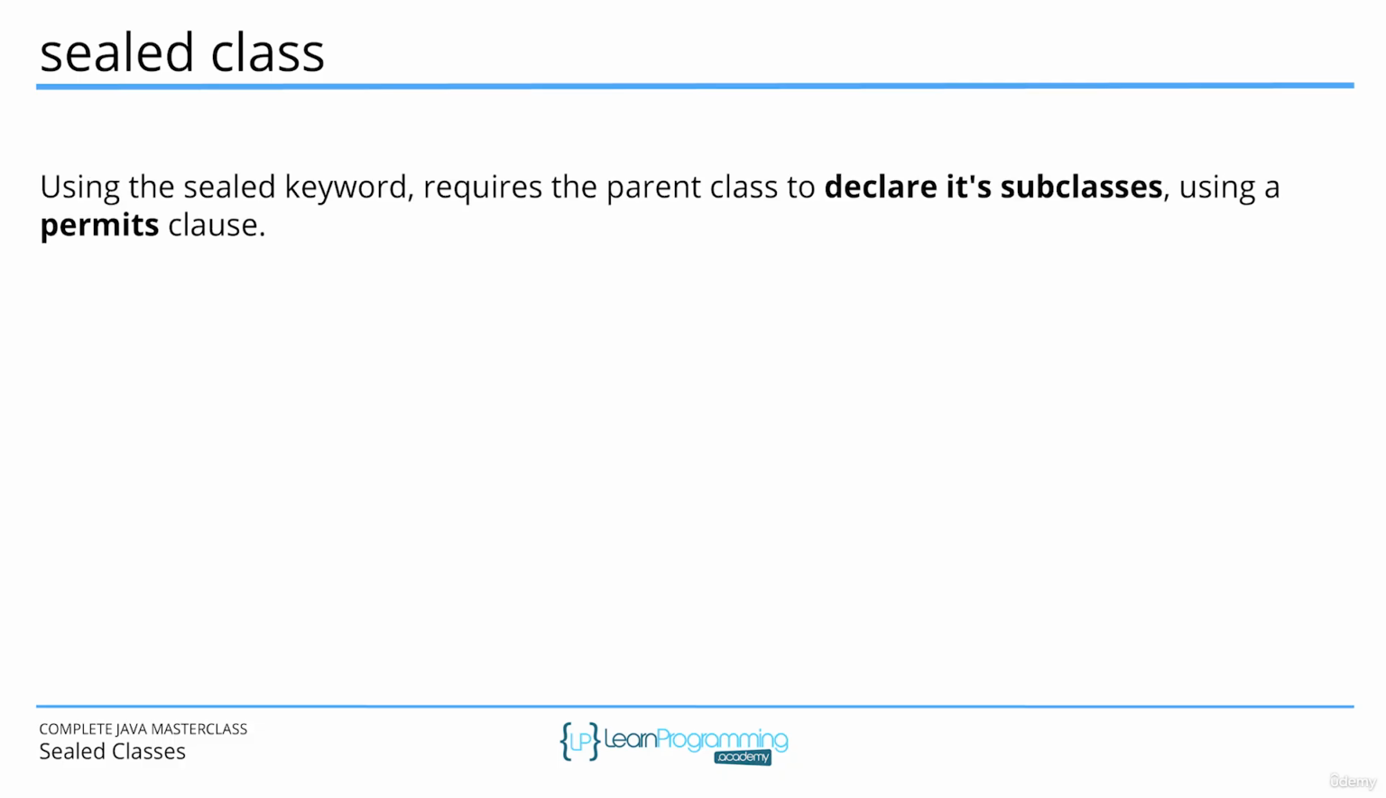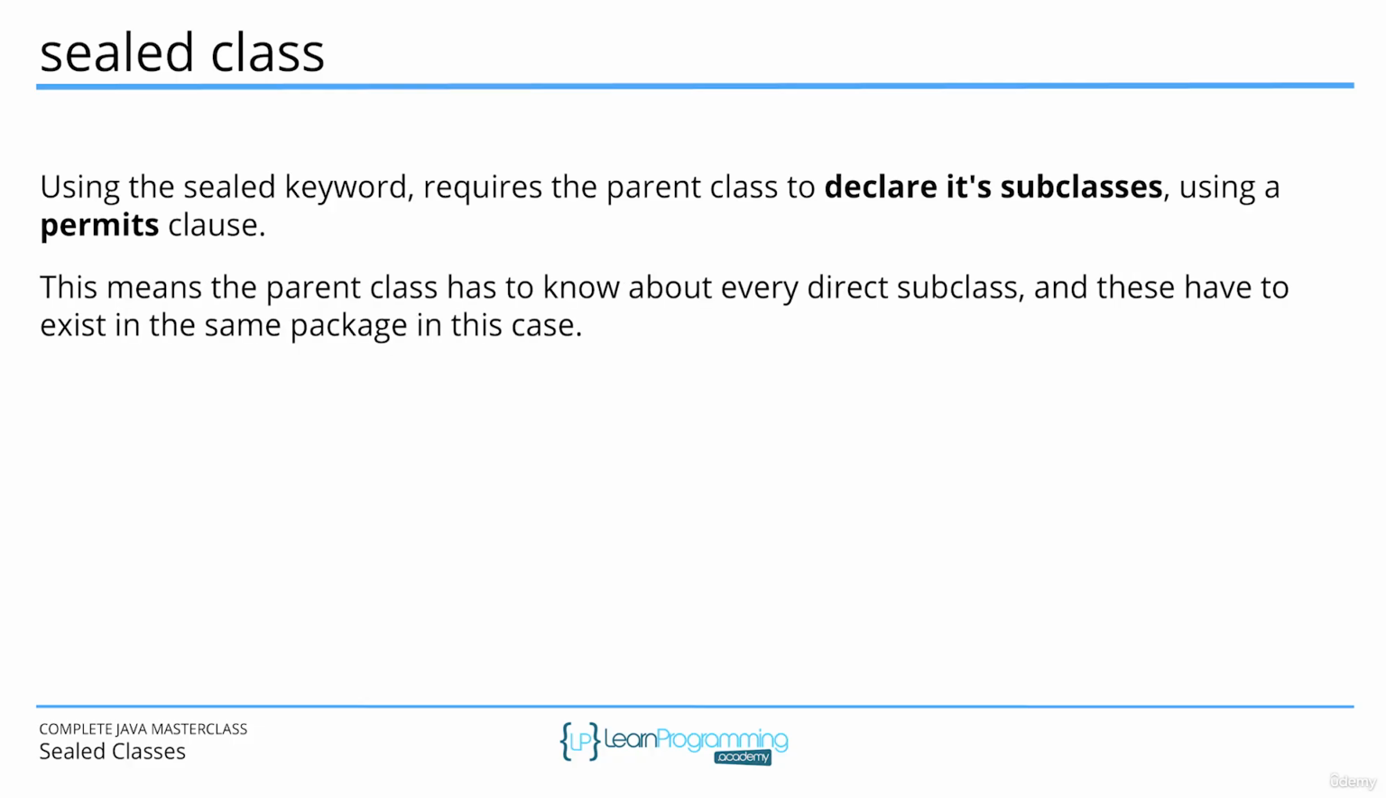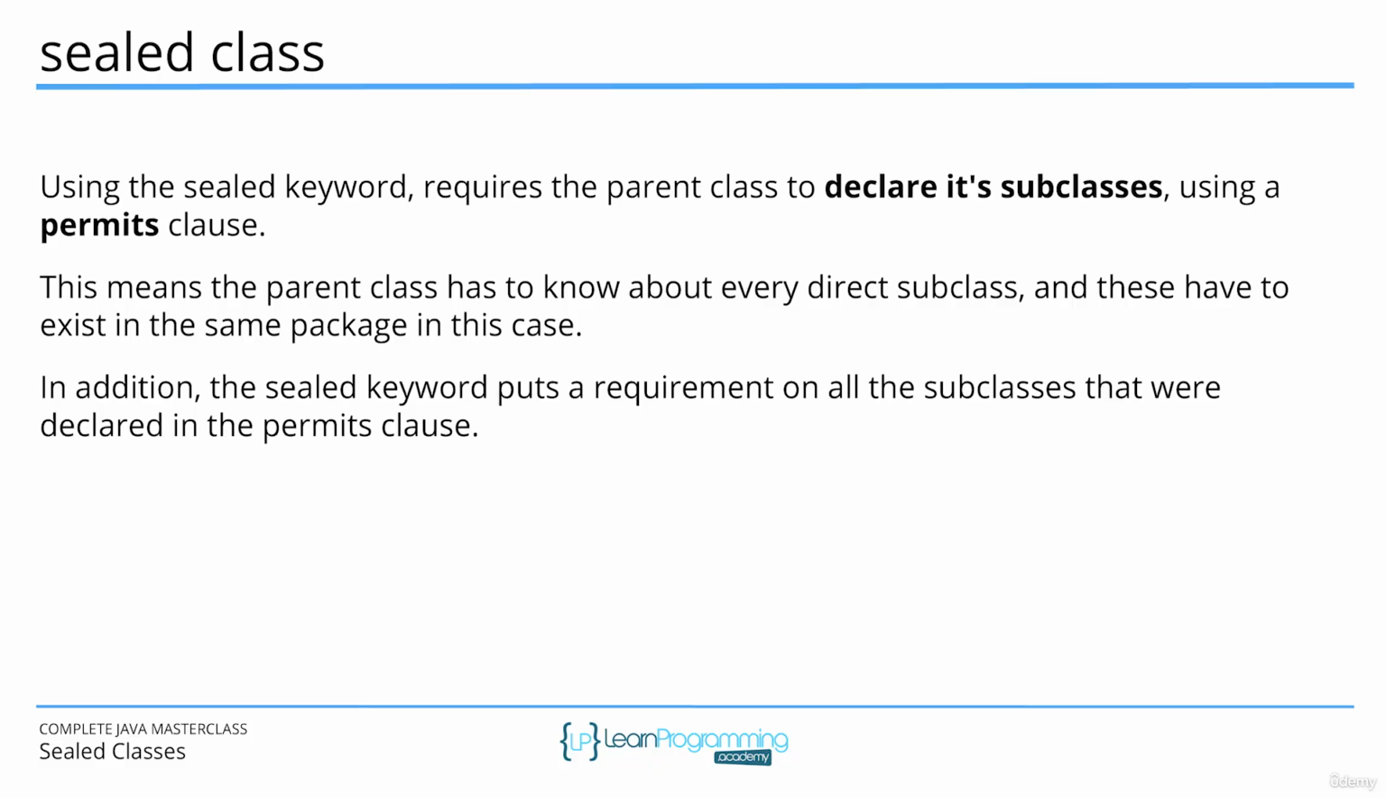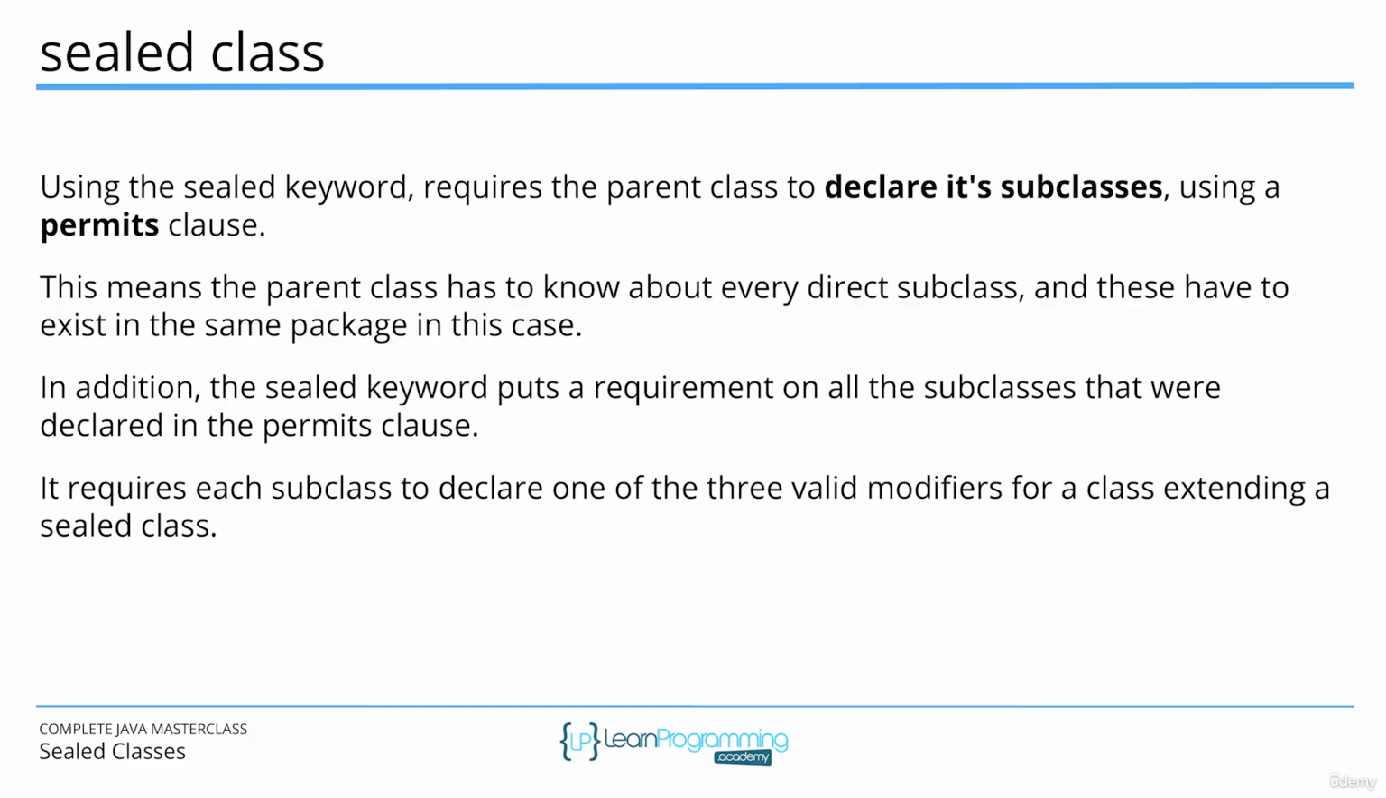Using the sealed keyword requires the parent class to declare its subclasses using a permits clause. This means the parent class has to know about every direct subclass, and these have to exist in the same package in this case. In addition, the sealed keyword puts a requirement on all the subclasses that were declared in the permits clause. It requires each subclass to declare one of the three valid modifiers for a class extending a sealed class. These are final, sealed or non-sealed.